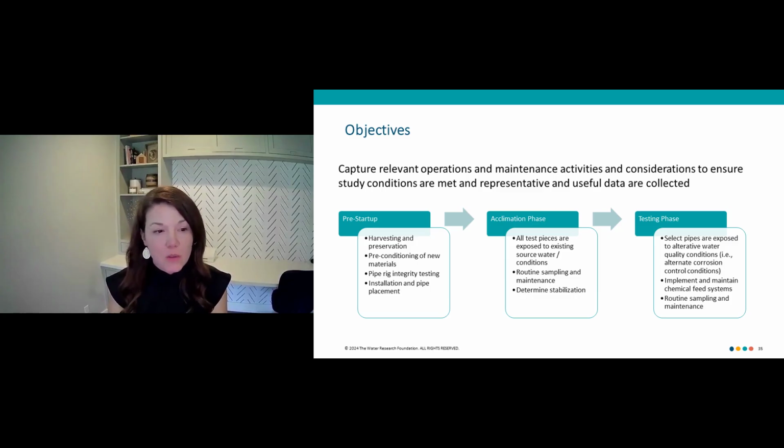The first is the pre-startup phase. Here we want to confirm the operational integrity of the rig and obtain and install those representative test pieces, which could include harvested test pieces like lead service lines, lead goosenecks, as Melinda mentioned, galvanized pipe as well, or other materials like iron or other mains in the distribution system that might want to be analyzed as well. It could also include new materials, including piping like copper or copper with lead solder.